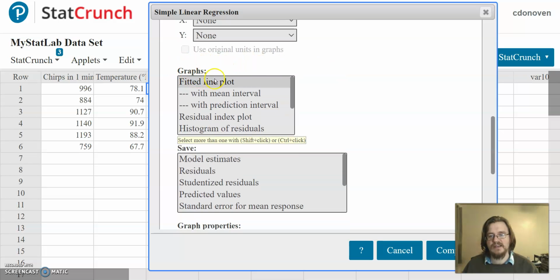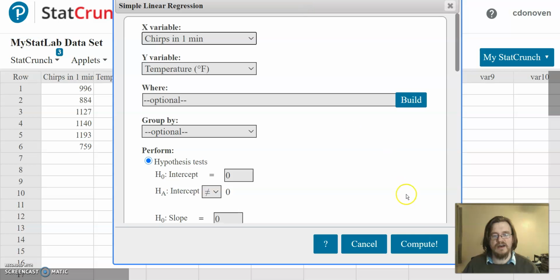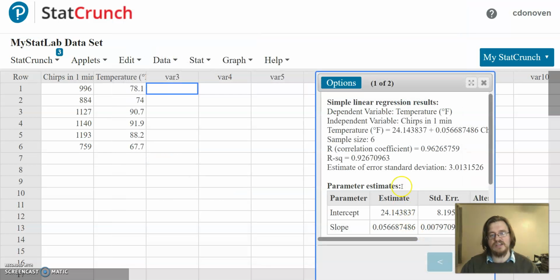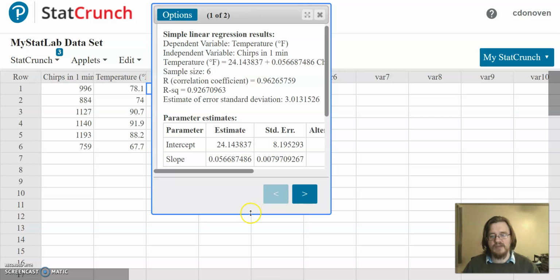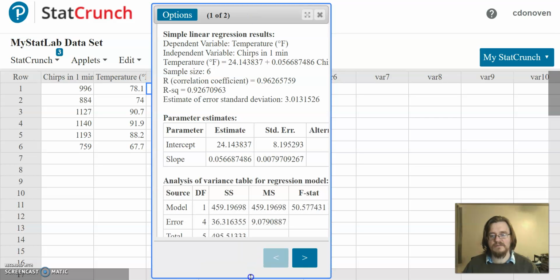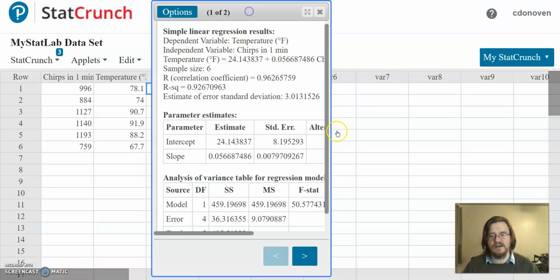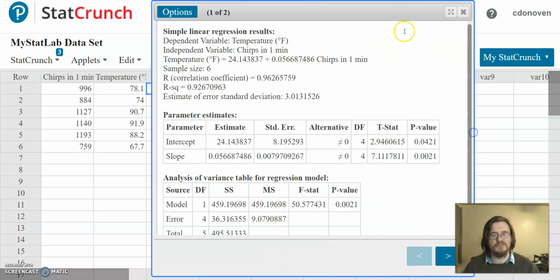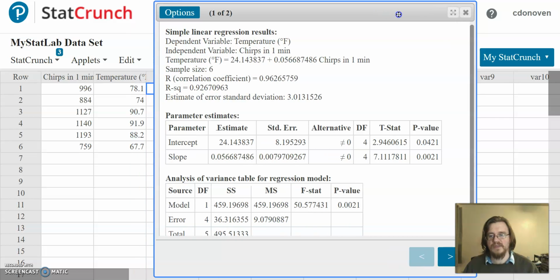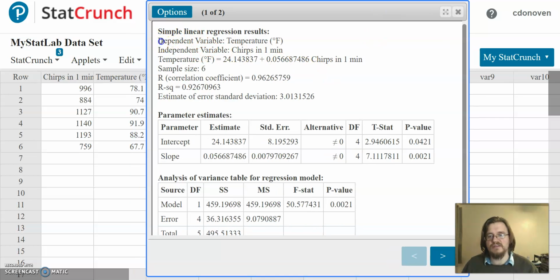Down here under graphs, I'm going to click on the fitted line plot. So this will actually plot the regression line for us, so that we can see what it looks like. And we will click compute. I haven't changed anything else, and let's see what happens. We have a lot of data here, so let's go through what's important and what we can ignore for the moment. So up here, our dependent variable is the temperature, and our independent variable is the chirps in 1 minute.